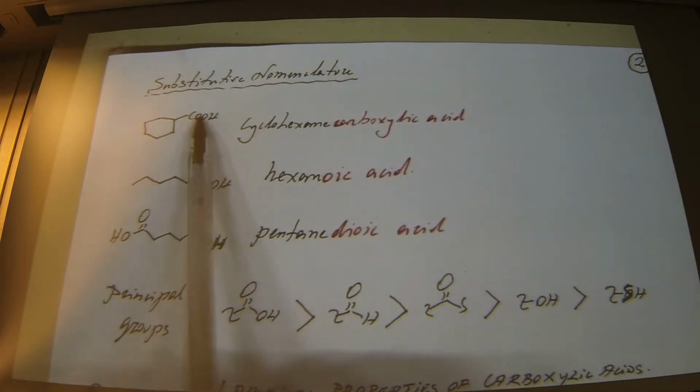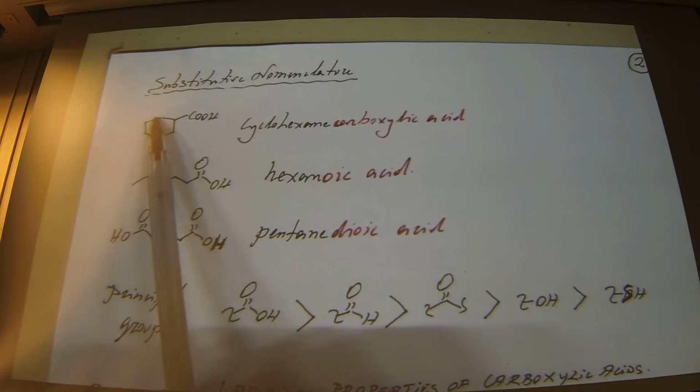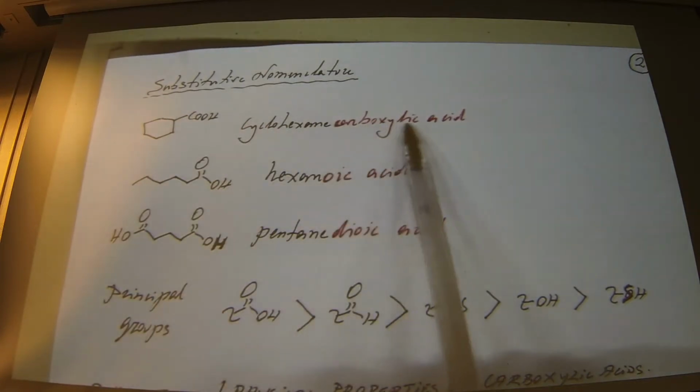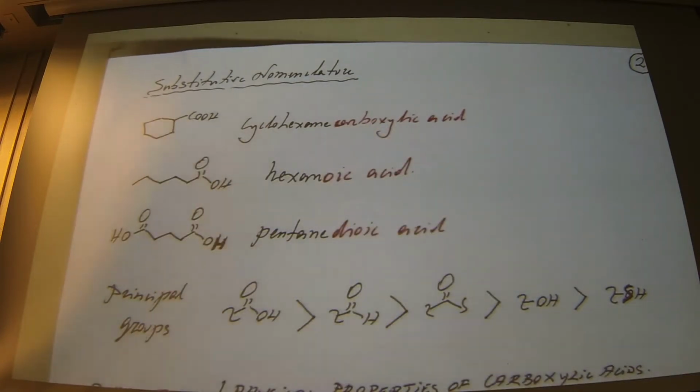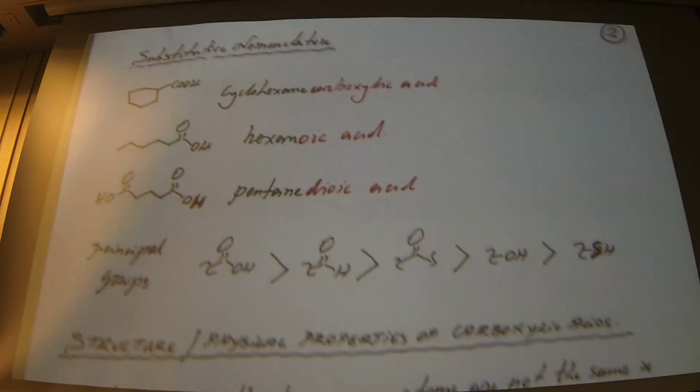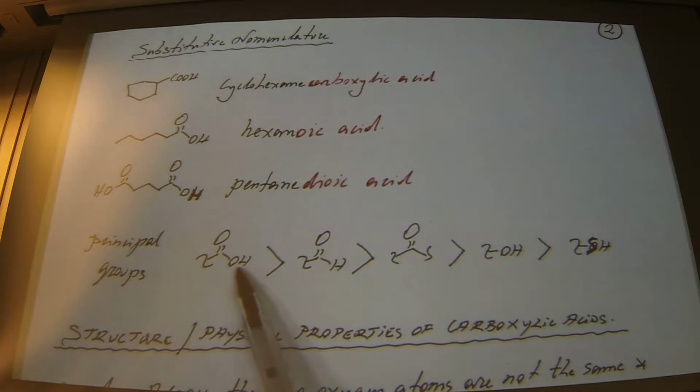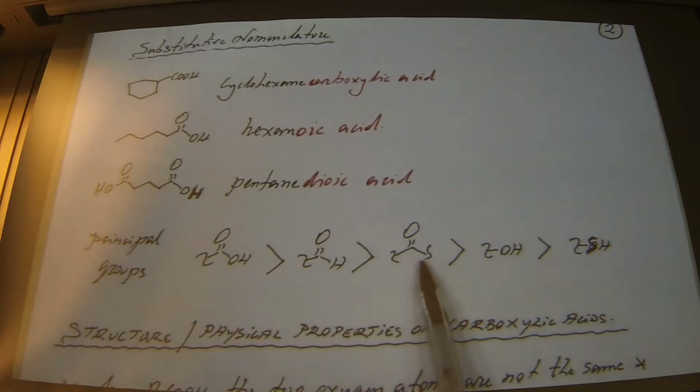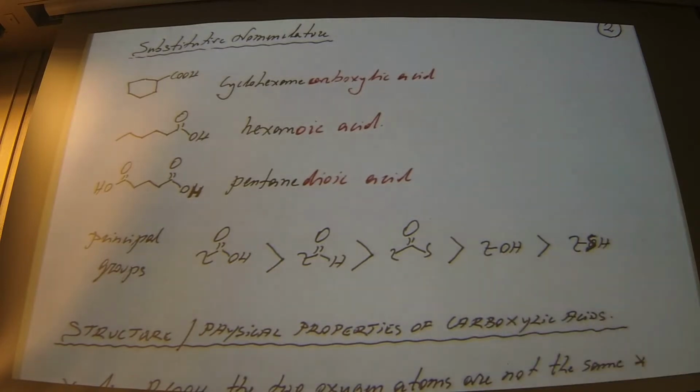Remember, if we had an aldehyde here, it was going to be cyclohexane carboxaldehyde. Here it's cyclohexane carboxylic acid. So for the cyclic ones, you can use the same trick. Now, it turns out carboxylic acids are principal groups. And so they have priority over aldehyde, which has priority over ketone, which has priority over alcohol, which has priority over thiol. And so if you have a carboxylic acid and a ketone in the same molecule, it's named as a carboxylic acid. So the carboxylic acid gets priority.